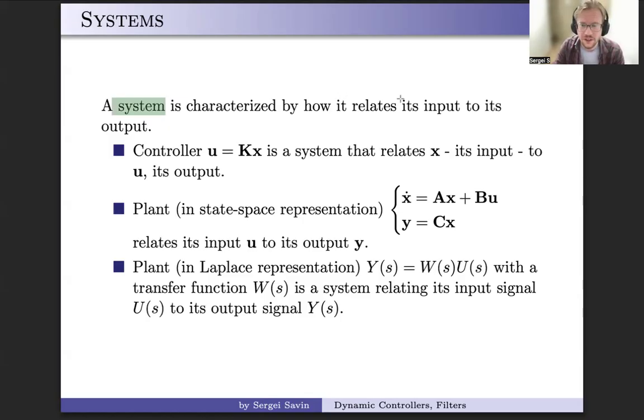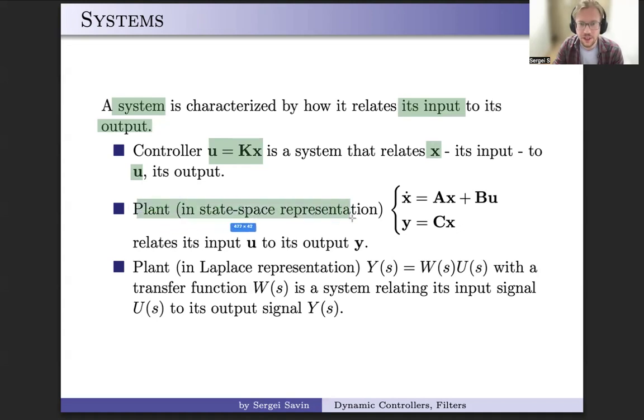So a system can be said to be characterized by how it relates its input to its output, right? That's basically what the system is. You have input, you have output, system does something to it, right? It transforms input into output. The way it transforms it is basically the entire characteristic of the system. So for example, a controller can be seen as a system that takes X and returns U, basically just by multiplying X by a matrix.